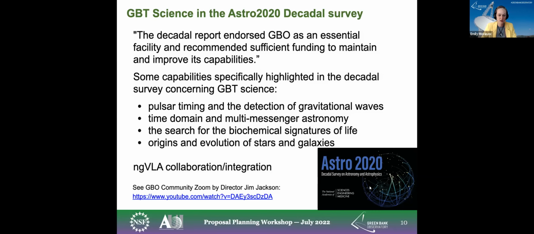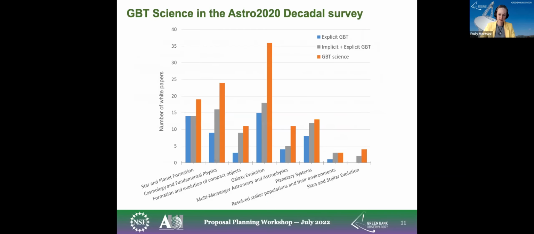So it mentioned pulsars, gravitational waves, time domain and multi-messenger astronomy, biochemical signatures for life, and then origins and evolutions of stars and galaxies. So that covers a lot of our main science areas that use the GBT.